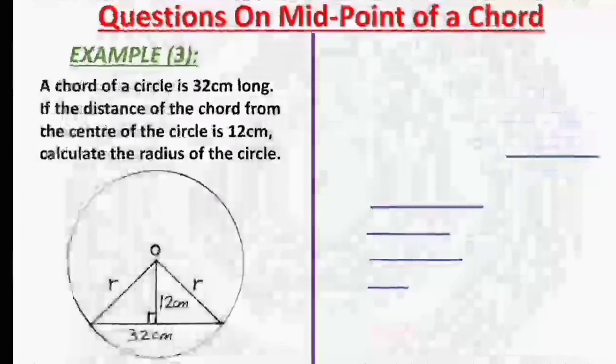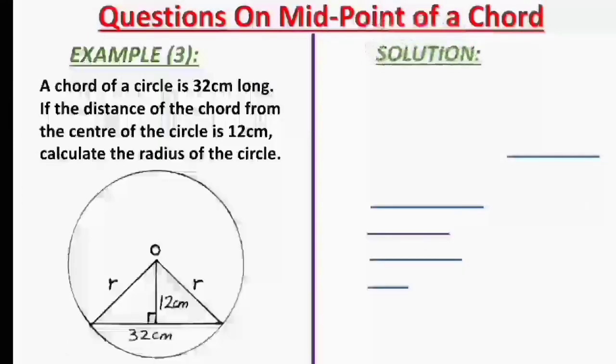Moving on to our third question, still on the midpoint of a chord. Example 3. A chord of a circle is 32 centimeters long. If the distance of the chord from the center of the circle is 12 centimeters, calculate the radius of the circle. Now, can you still remember the formula for the radius of a circle? Let's see if you can still remember.